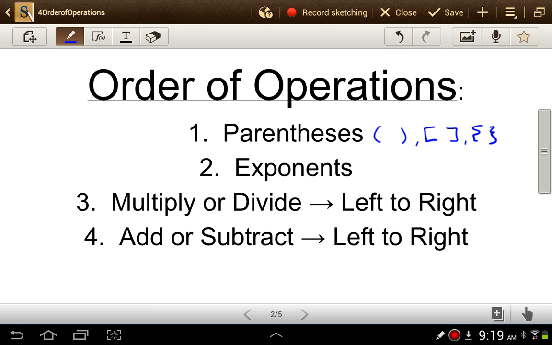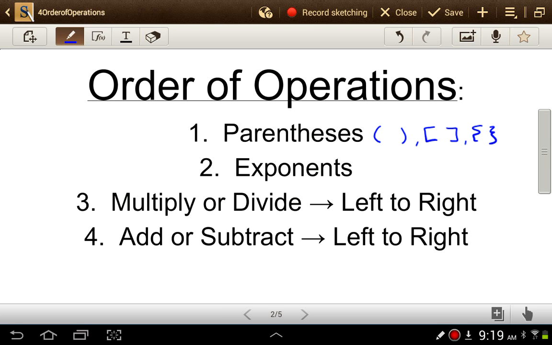Once you're done with your parentheses, then you're going to go down to your exponents, which we've been talking about. Once you do your exponents, you are done with that step. You're going to go to step 3, which is multiply or divide, whichever comes first, left to right. So you might divide before you multiply. A lot of people think multiplication comes before division, but they are equal. So it's left to right. Whichever one occurs first is the one you're going to do.